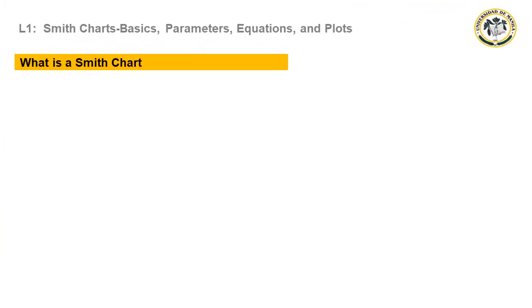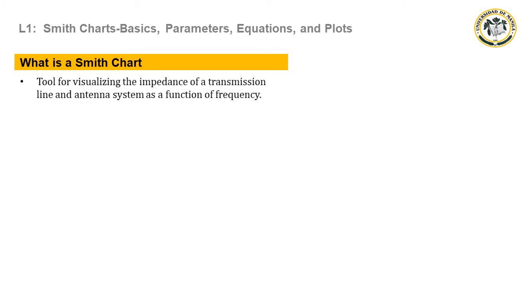Smith chart. Smith chart is a tool for visualizing the impedance of a transmission line and antenna system as a function of frequency. Smith chart was invented by Philip Smith in 1939 as a graph-based method of simplifying complex math to describe the characteristics of RF or microwave components and solve a variety of radio frequency problems.